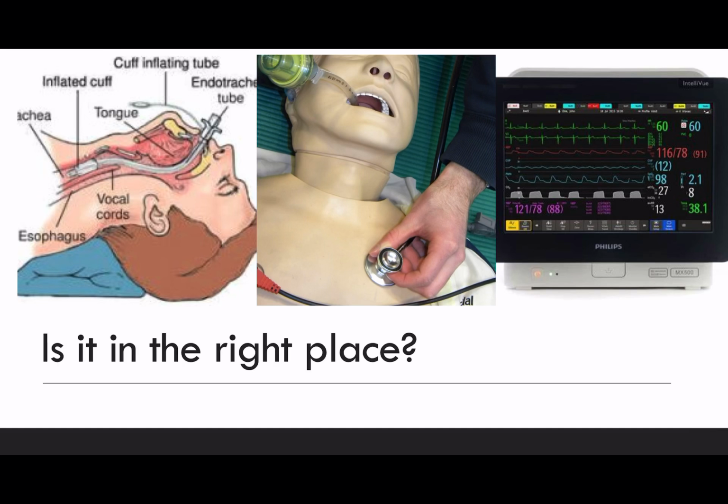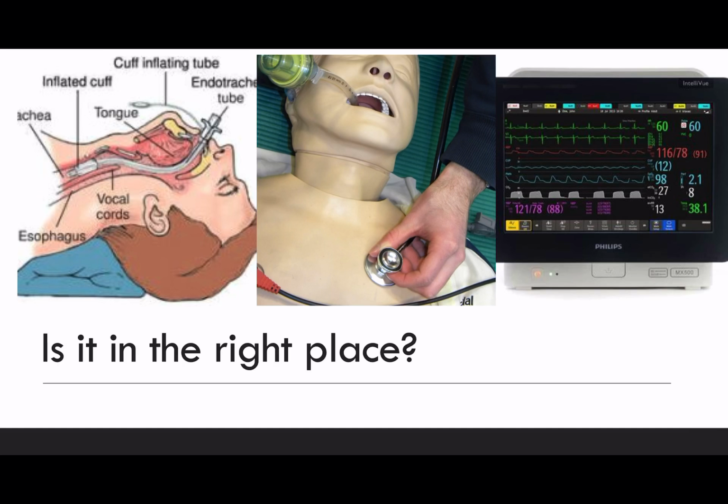So after you've looked for an end tidal CO2, confirming that the tube is in either the trachea or the bronchus, you then want to have a listen to the chest to make sure you've got equal air entry. And what equal air entry suggests is that there is gas going into both the left and right main bronchus equally, and therefore it is likely that the tube is sitting above the level of the carina.